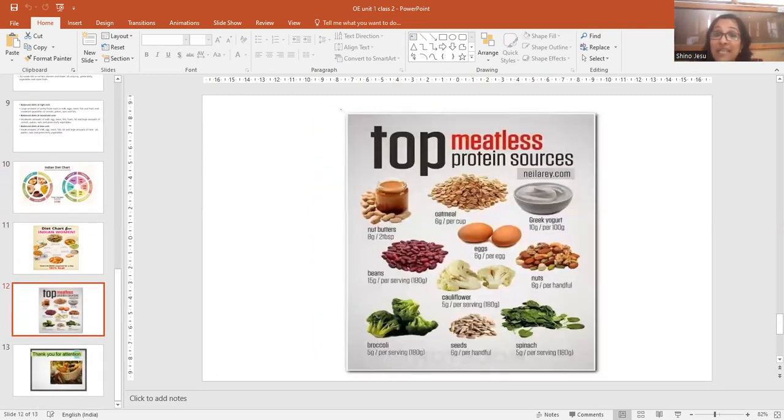And the top meatless protein sources, if you want to know, are nut butters, oatmeal, Greek yogurt, eggs, beans like your rajma, cauliflower, pista, walnut, and spinach, seeds like pumpkin seeds, and broccoli.